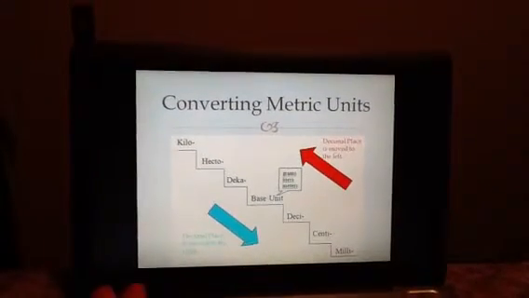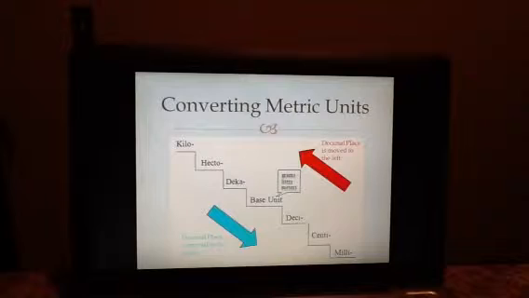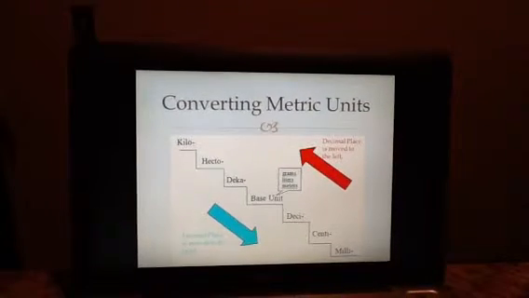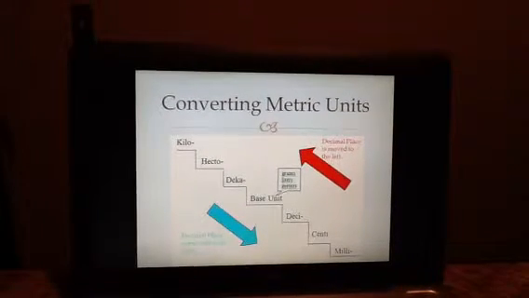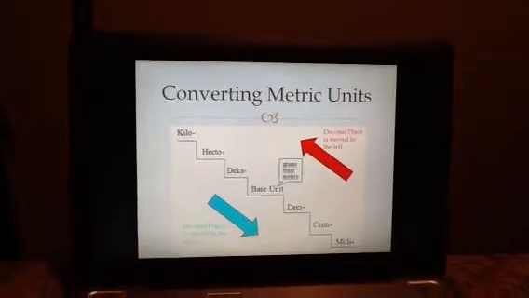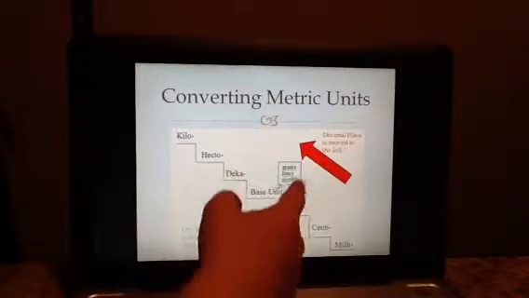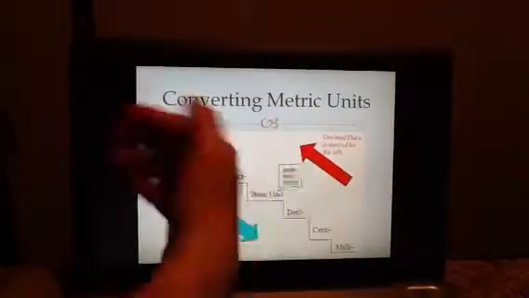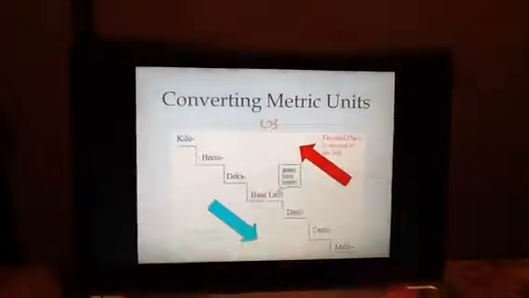And so it's a lot easier for a student to learn the metric unit than our customary unit. Here was some advice I gave to them: move the decimal place to the left if you're going up, and move the decimal place to the right if you're going down the staircase. That's just a quick little PowerPoint I did that introduced it.